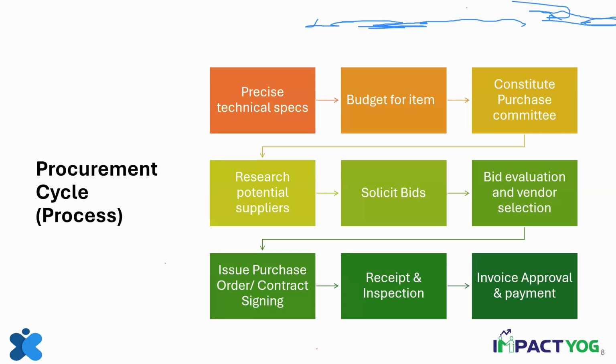You will have to constitute a purchase committee, okay. We had seen that you are a member of the purchase committee, and so we will have to constitute a purchase committee. We will have to research the vendors. Now in certain cases organizations have a vendor database, which means a list of vendors to whom bids can be sent, which is the next portion, which is solicit bids.